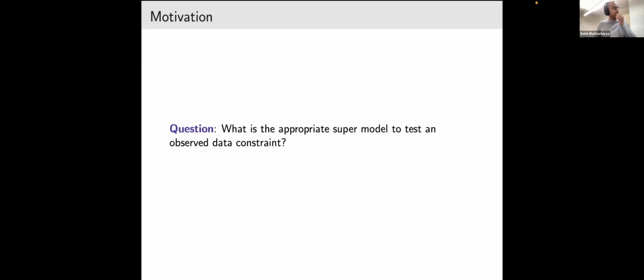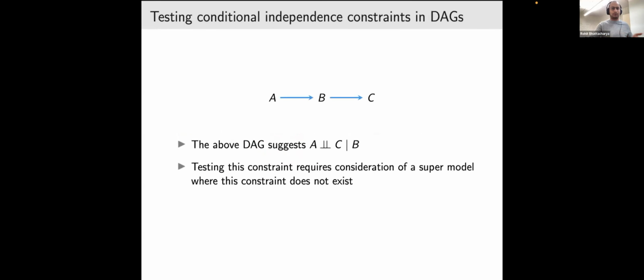So I have a simple question, but I don't know if it has a simple answer. And this is something that's been coming up a lot for me as I've started to venture into models that aren't fully identified, not just due to unmeasured confounding, but also missing data. So the big question I have is, what is the appropriate supermodel to test an observed data constraint? And here's what I mean by that.